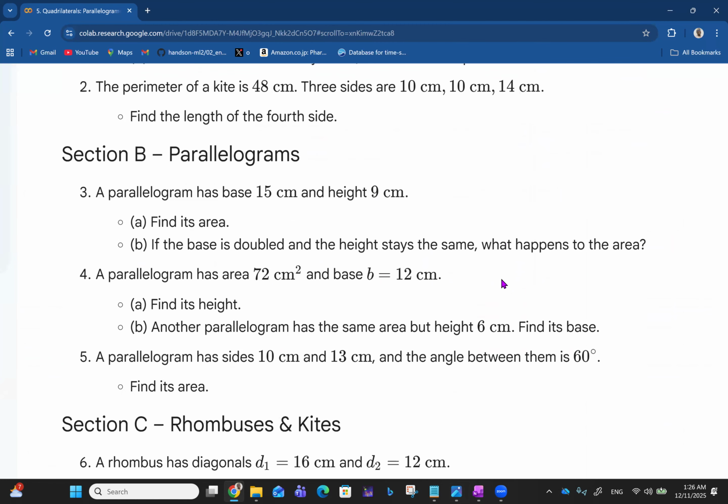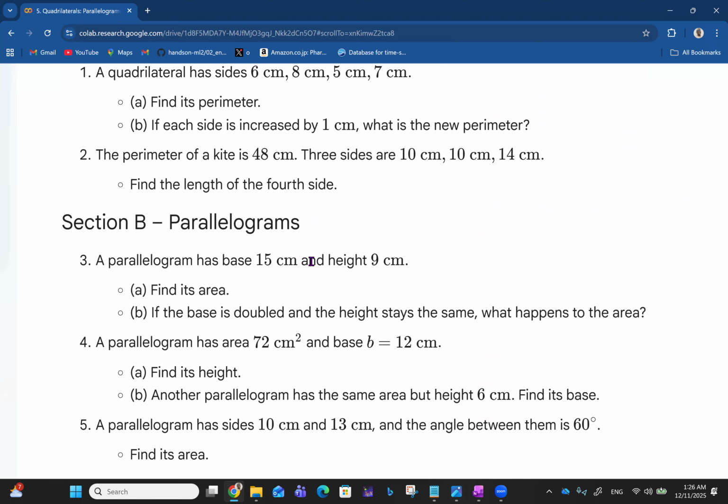Okay? So for parallelograms now, a parallelogram has base 15 cm and height 9 cm. Find its area. Of course, we know the area is half times base times height. So that's half times 15 times 9, and we get our answer. If the base is doubled and the height stays the same, so now the base is 30 and the height is the same, that's 30 times 9 divided by 2. That's 15 times 9 now, and you get your answer.